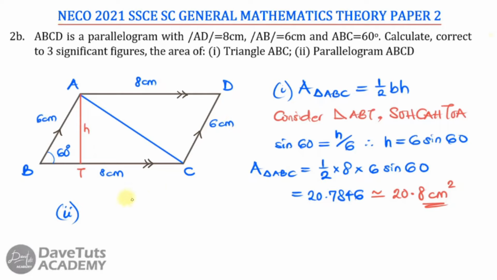So in the second case, we have to find the area of the parallelogram ABCD. And this is nothing but the base multiplied by the height. Interestingly, we have gotten our height, and the base is 8 centimeters. So this is just 8 multiplied by the height, 6 sine 60. That is even 2 times the previous answer that we got initially, because this is having half as a coefficient, but this is not having half as any coefficient.